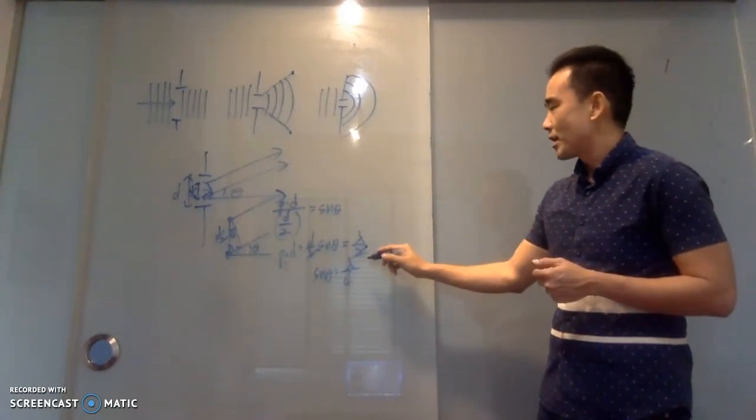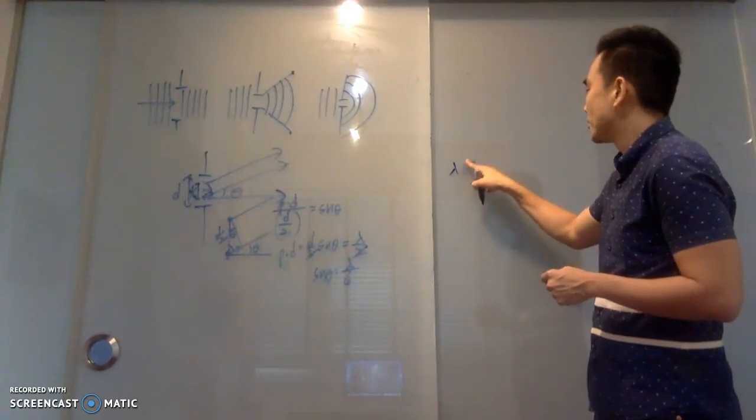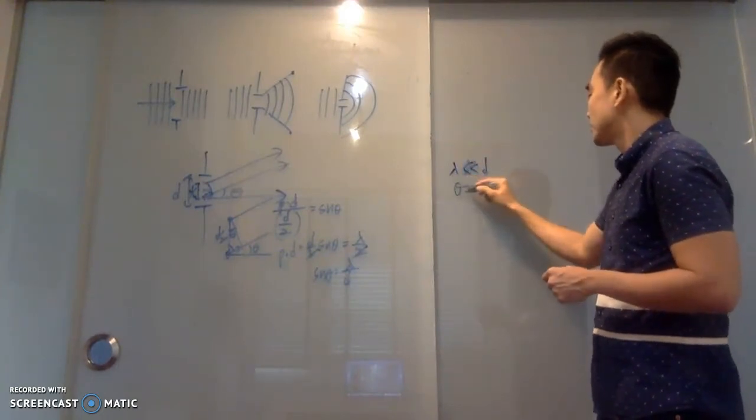And if we take a look at the case where lambda is very much smaller than D, then theta is approximately 0.